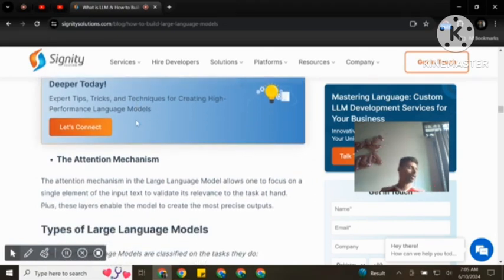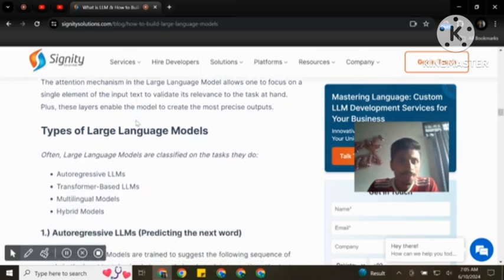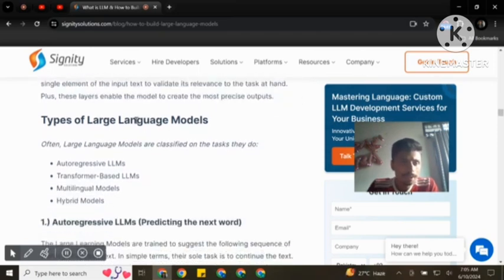The next one is the attention mechanism. The attention mechanism in large language models allows the model to focus on a single element of the input text to validate its relevance to the task at hand. These layers enable the model to create the most precise outputs. So, here are the types of large language models. Often, large language models are classified by task: autoregressive LLMs, transformer-based LLMs, multilingual models, and hybrid models.